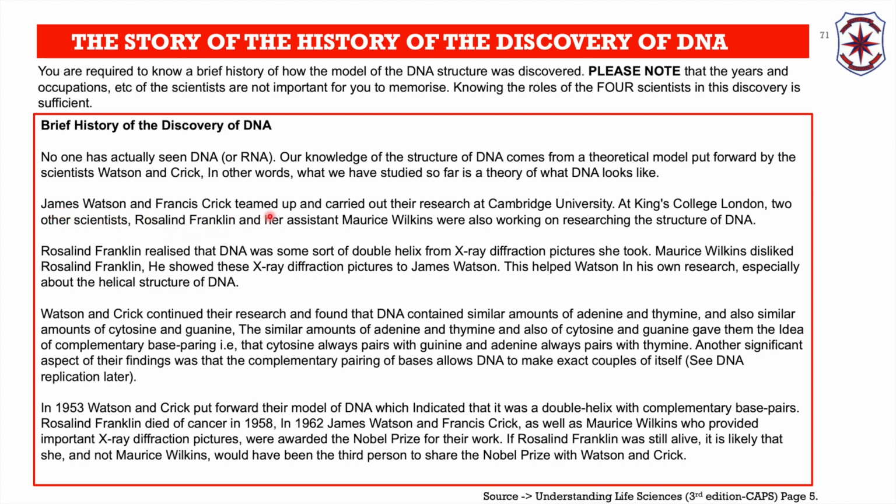James Watson and Francis Crick teamed up and carried out their research at Cambridge University. At King's College London, 2 other scientists, Rosalind Franklin and her assistant, Maurice Wilkins, were also researching the structure of DNA. Rosalind Franklin realized that DNA was some sort of a double helix from X-ray diffraction pictures she took. Maurice Wilkins disliked Rosalind Franklin. He showed these X-ray diffraction pictures to James Watson. This helped Watson in his own research, especially about the helical structure of DNA.